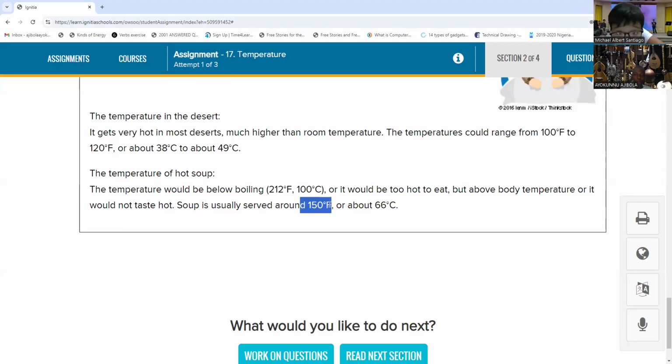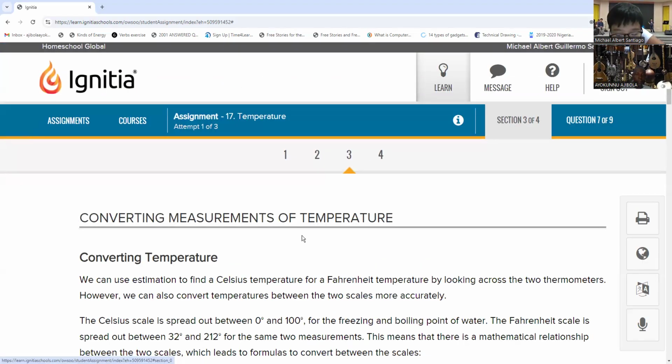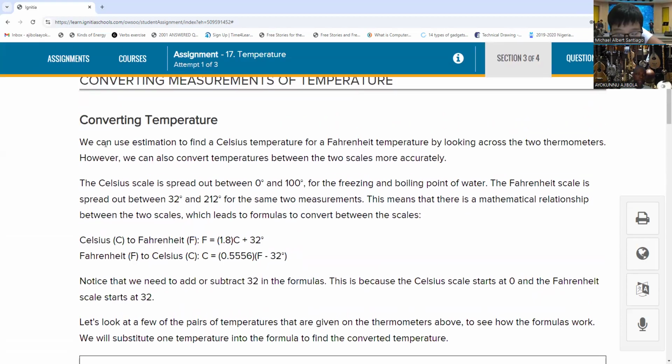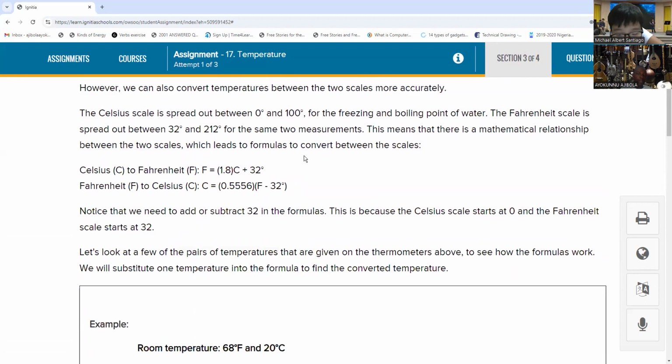Okay, the next section, converting temperature. We can use estimation to find the Celsius temperature for a Fahrenheit. So this is the formula. When you're given a temperature in Celsius and you want to convert to Fahrenheit, you multiply by 1.8, then you add 32. So it's going to give you Fahrenheit, okay? Is that clear? When you multiply by 1.8 and then you add 32, it gives you Fahrenheit.